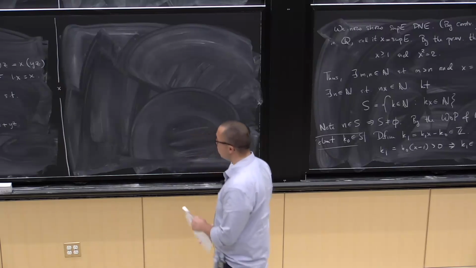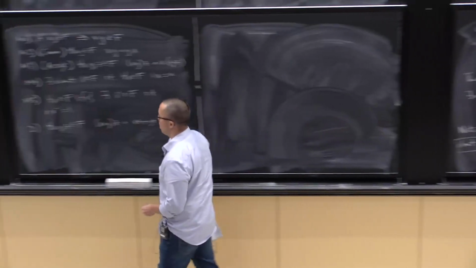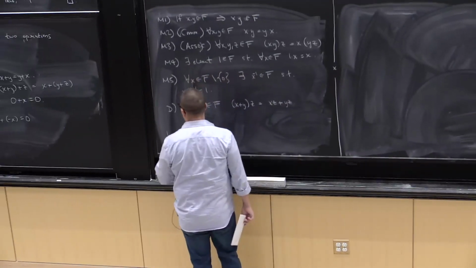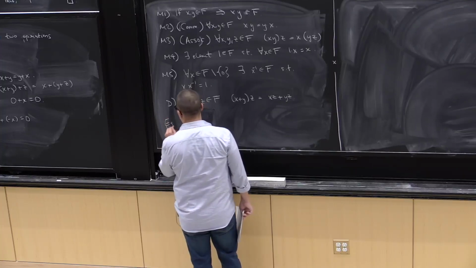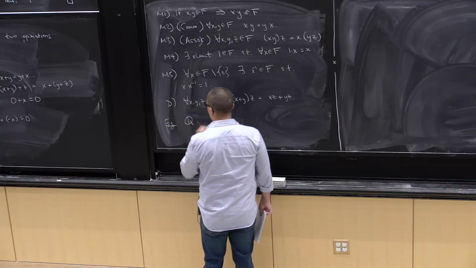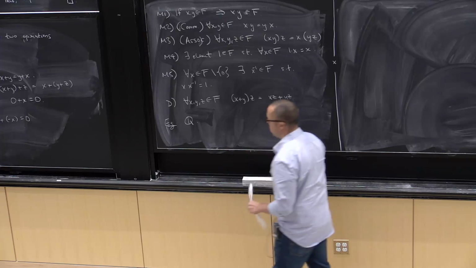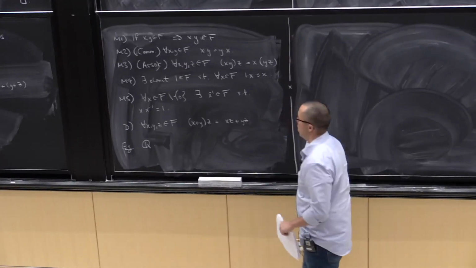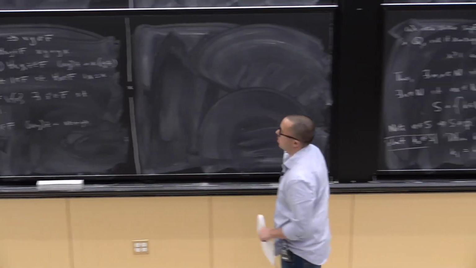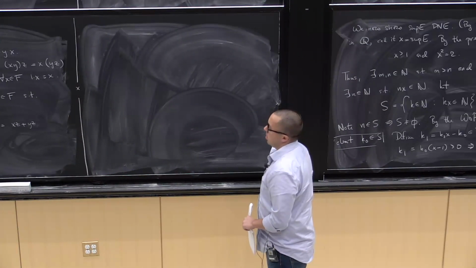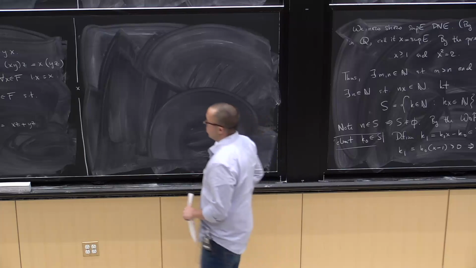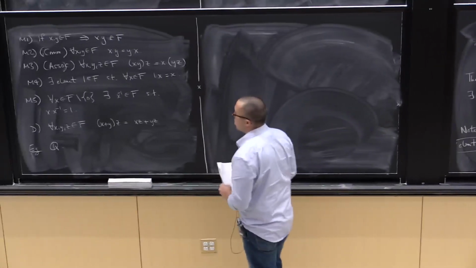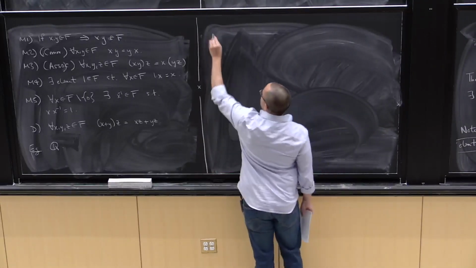Okay? So the clearest example is, of course, the rational numbers with the usual plus and multiplication, defined as you learned as a child. Now, what's a non-example?